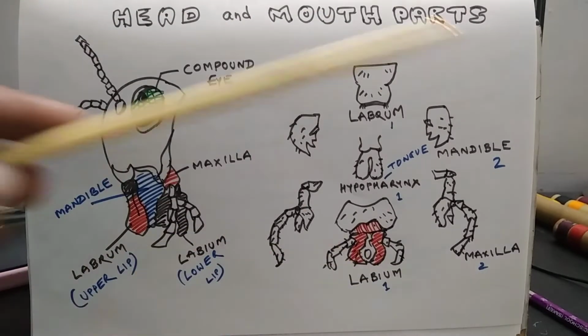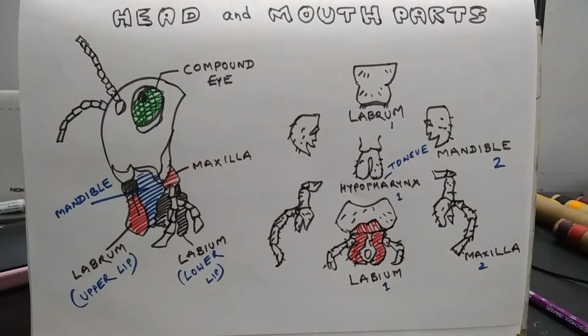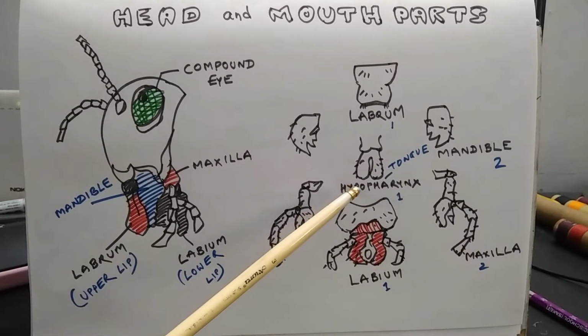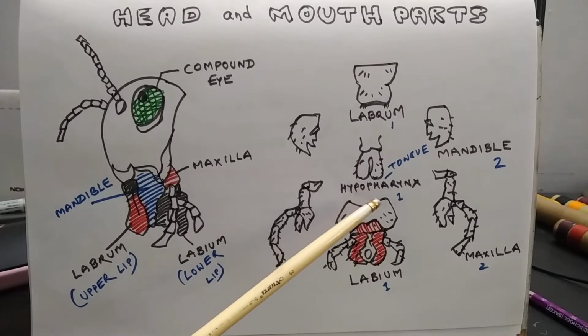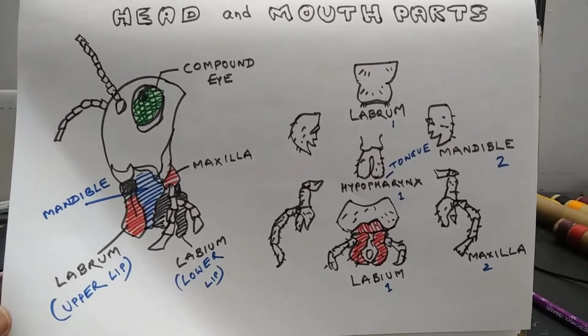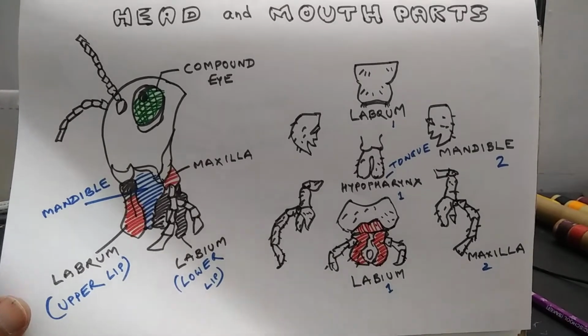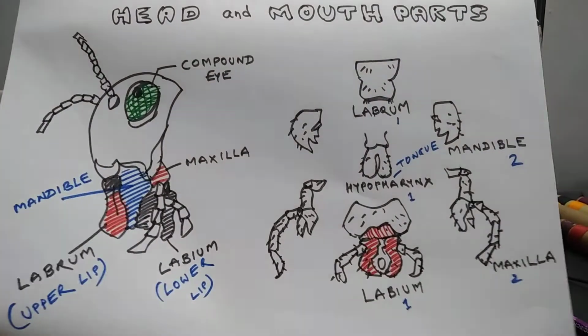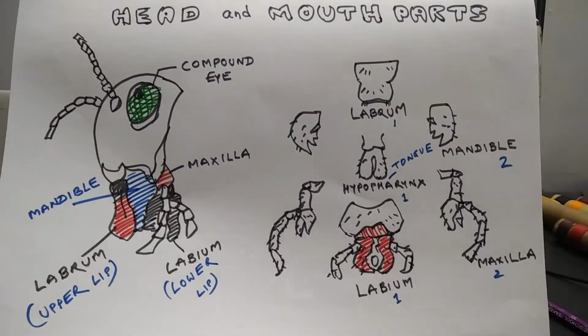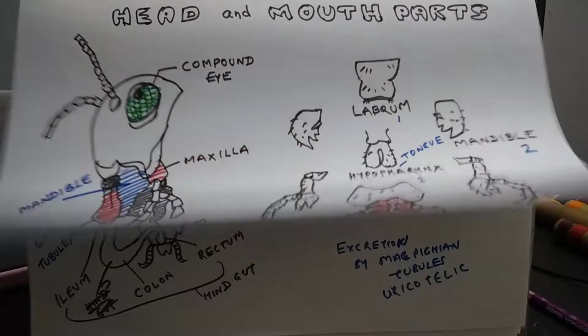So these mouth parts make a cavity, and inside that cavity lies the hypopharynx. Hypopharynx works like a tongue. So this is all about the mouth part. The mouth parts are biting and chewing in nature, and they have sensory perceptions also, labium especially and labrum.